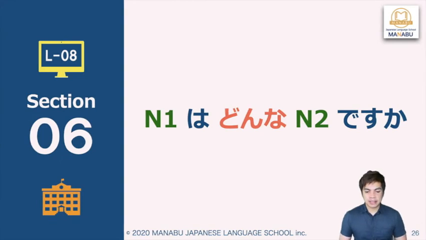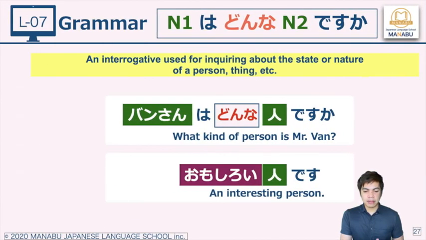Grammar point number 6. Noun wa donna noun desu ka? So remember that the noun wa dou desu ka is a question to ask the listener his opinion or impression about something. And the answer can be the noun wa adjective desu. Now, the noun wa donna noun desu ka, you can answer it with the noun wa adjective noun desu. Okay? An interrogative used for inquiring about the state or nature of a person, thing, etc.